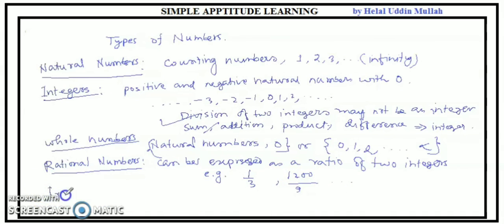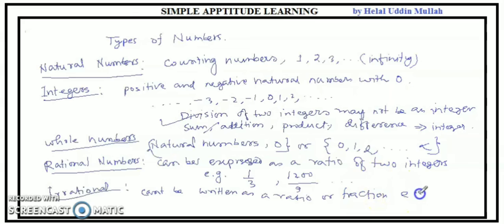Irrational numbers cannot be expressed as a ratio between two integers, or they cannot be represented as a fraction. They cannot be written as a ratio or fraction. For example, √2 is an irrational number.